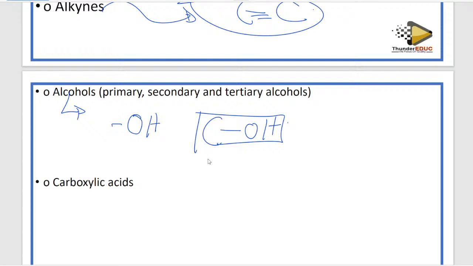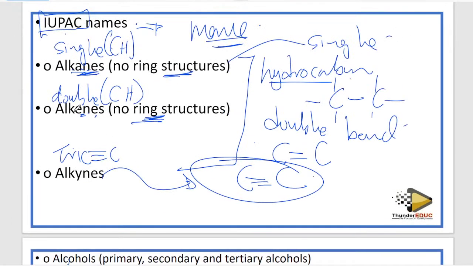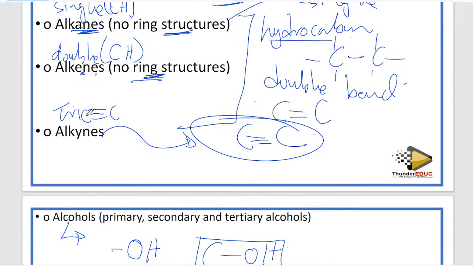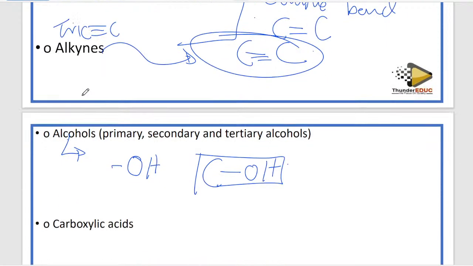But the key point here, which I need you to understand, is we have seen that alkane is single bond, alkene is double bond, alkyne is a triple bond. What about alcohol? The OH is attached to carbon. But now this alcohol has a primary, a secondary, and a tertiary. When you talk about primary alcohol, it means that it is in level 1. When you're in the secondary level, you are in level 2. When you're in the tertiary level, you are in level 3.